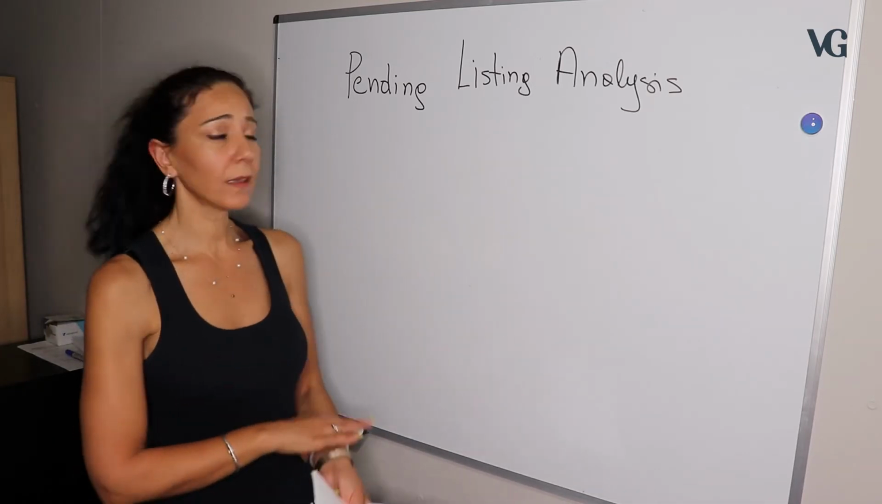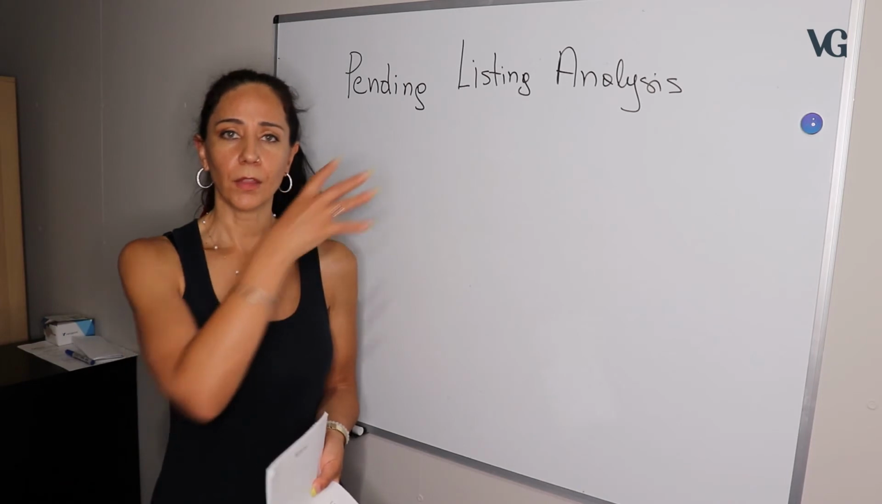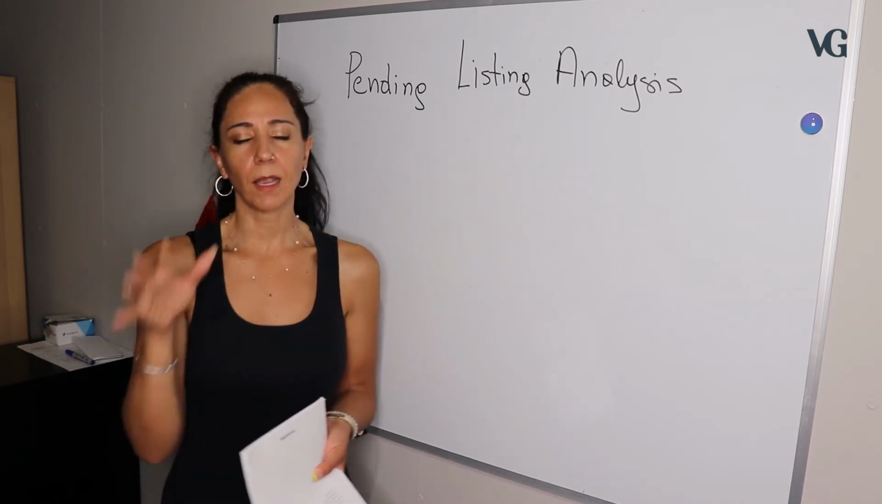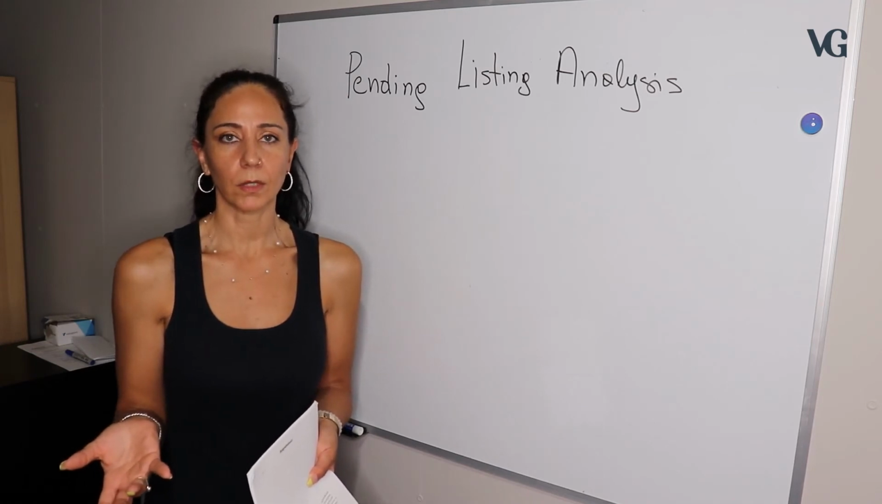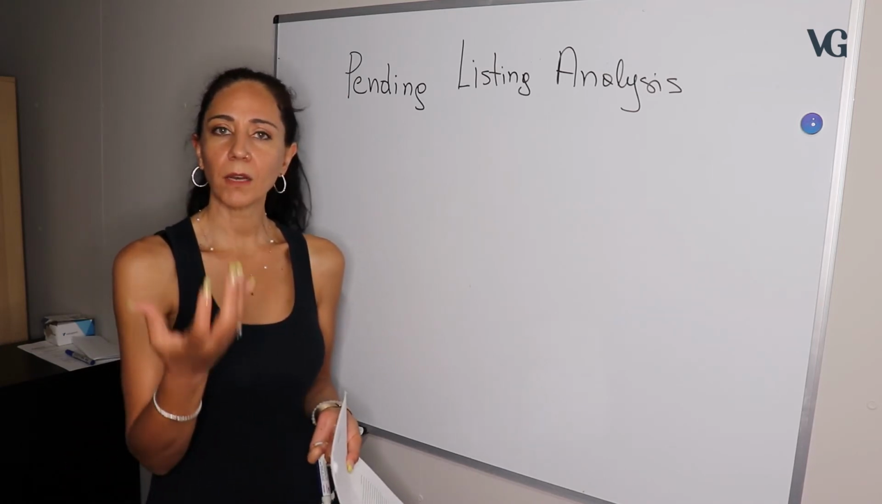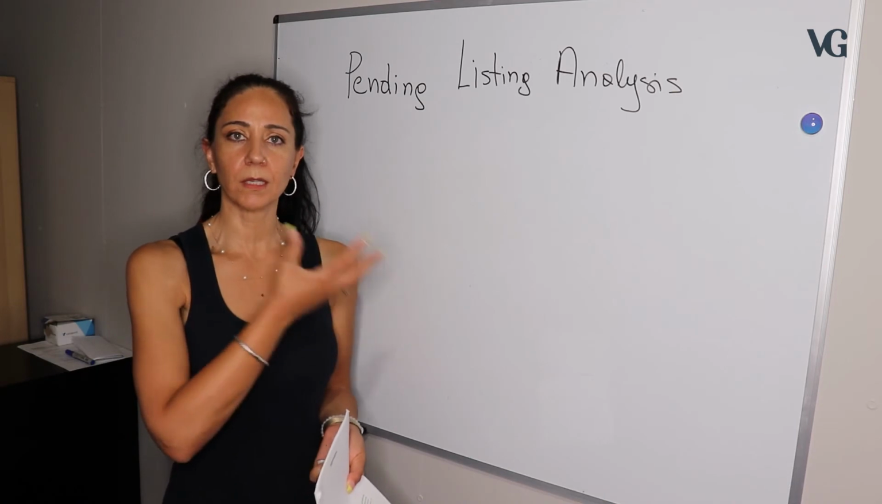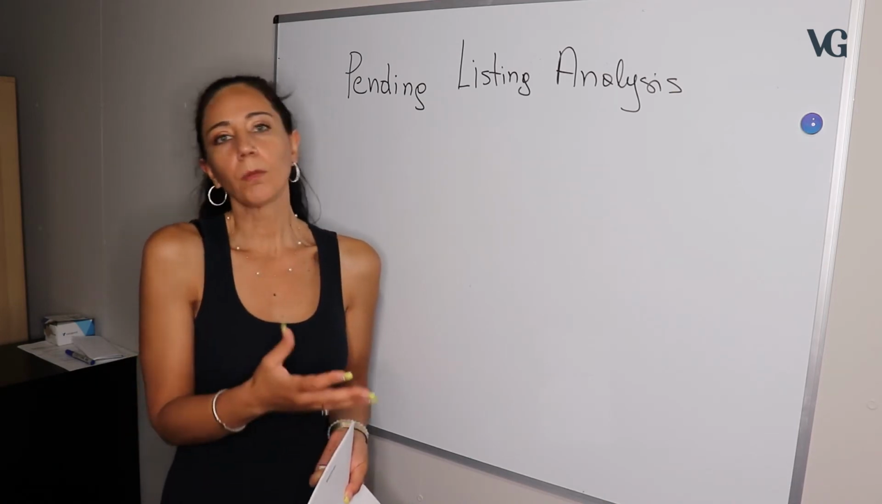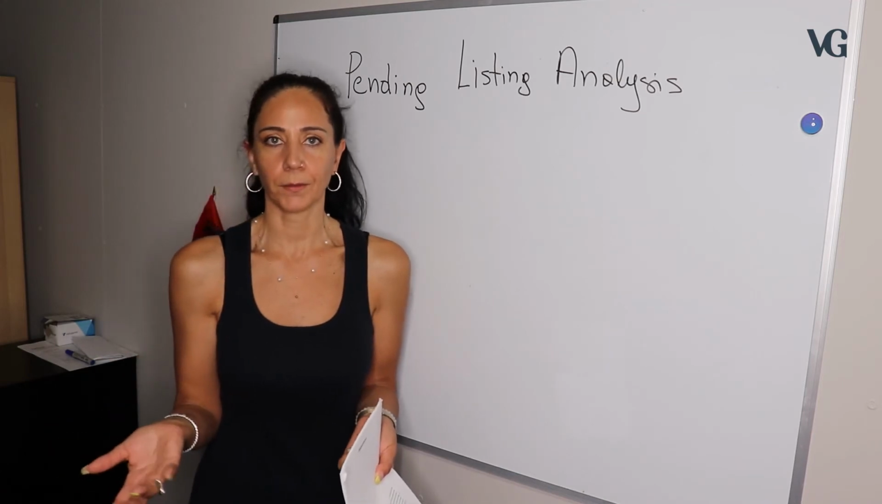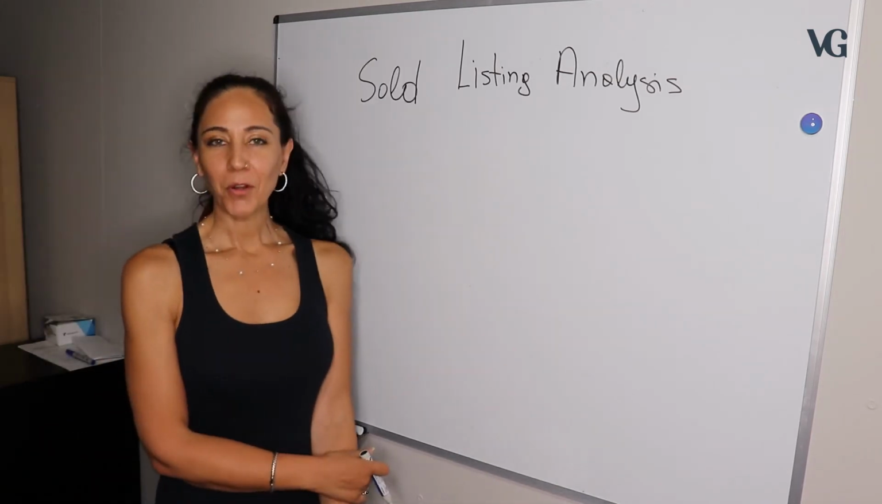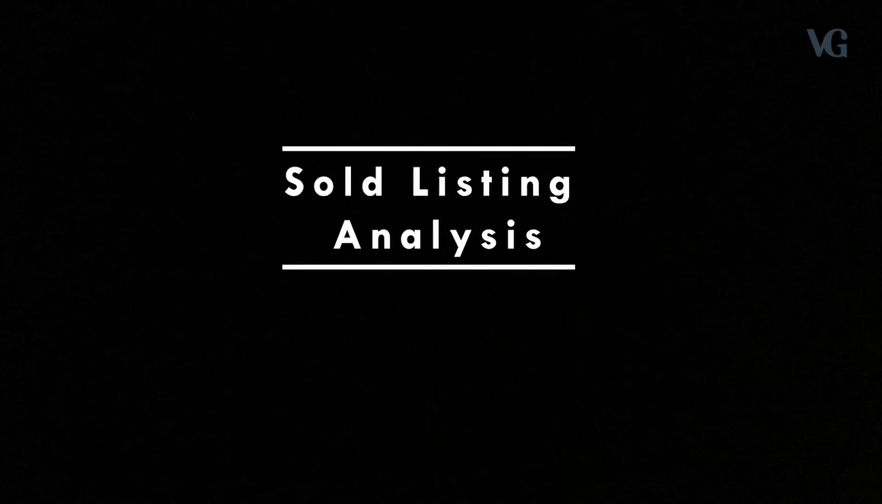When it comes to pending listings, the information we get from them is days on the market, meaning how soon those properties are sold. So what are the features that make those properties sell faster, or maybe took longer and stayed longer on the market? All right?